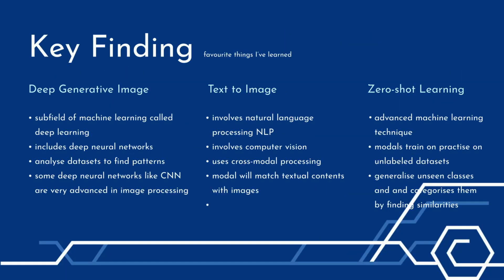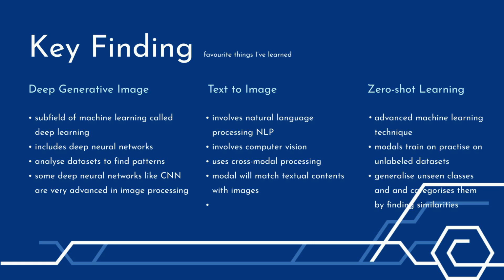Some of the key findings I've learned throughout the process of researching are, first off, deep generative images, text-to-image, and zero-shot learning. For the deep generative image, I learned that it is a subfield of machine learning called deep learning. It includes deep neural networks and analyzes data sets to find patterns. Sometimes the deep neural networks like CNN are very advanced in image processing. And text-to-image involves natural language processing to analyze the input, and it also involves computer vision as well as cross-modal processing to match up the text and images.